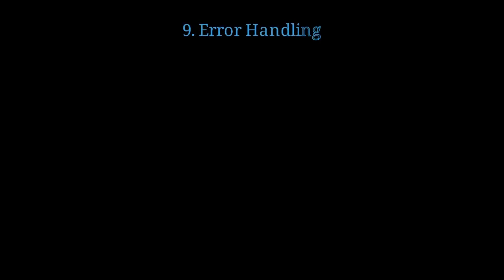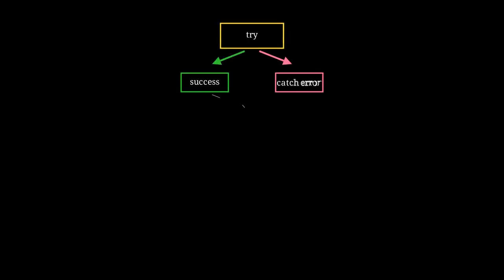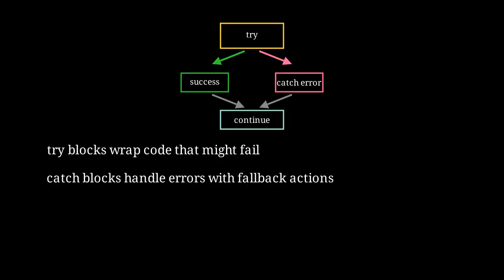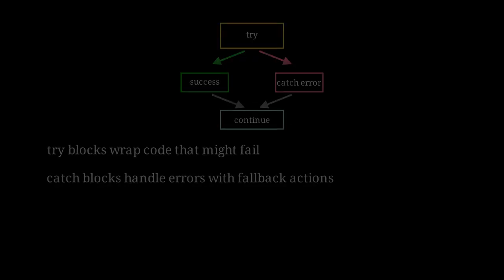Proper error handling ensures your bot runs smoothly even when things go wrong. Try-catch blocks wrap risky operations, catching errors gracefully and allowing your bot to continue running. Try blocks wrap code sections that might fail, protecting your bot from crashes. Catch blocks handle any errors that occur, providing fallback actions and user-friendly messages.